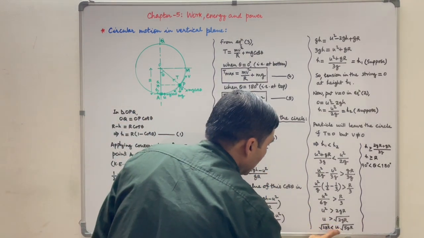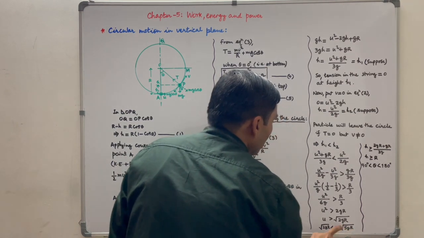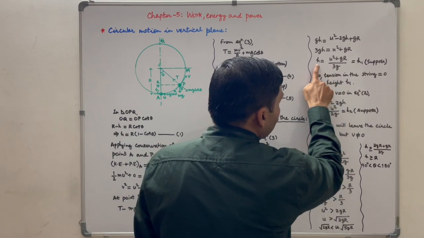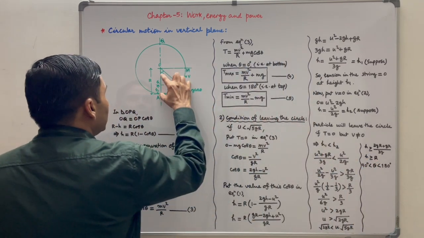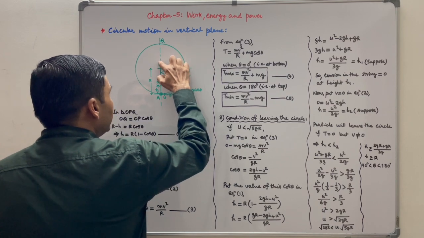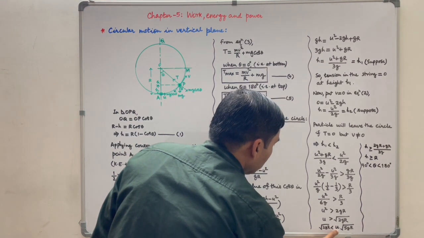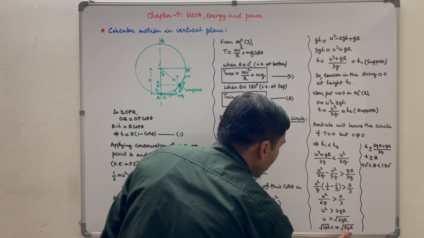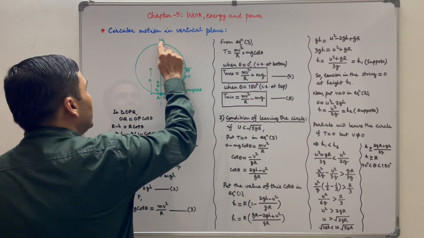That means u lies between √(2gr) to √(5gr). Put u greater than √(2gr) here. That gives h is greater than or equal to r. So h greater than or equal to r means theta lies between 90 to 180 degrees. What it means is, if the initial velocity given to the particle lies between √(2gr) to √(5gr), the particle will leave the circle somewhere between points M and Q.